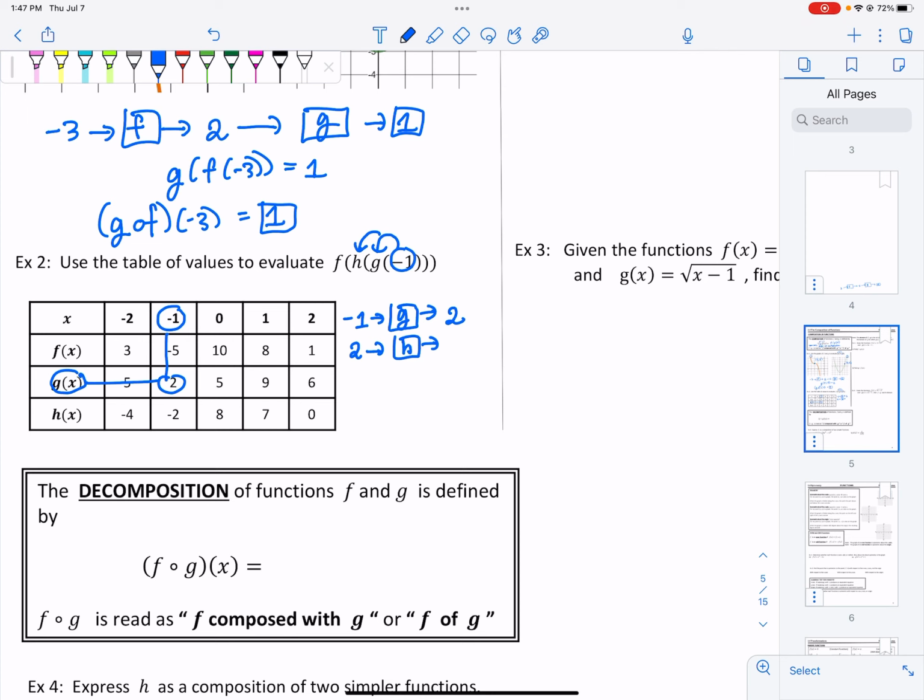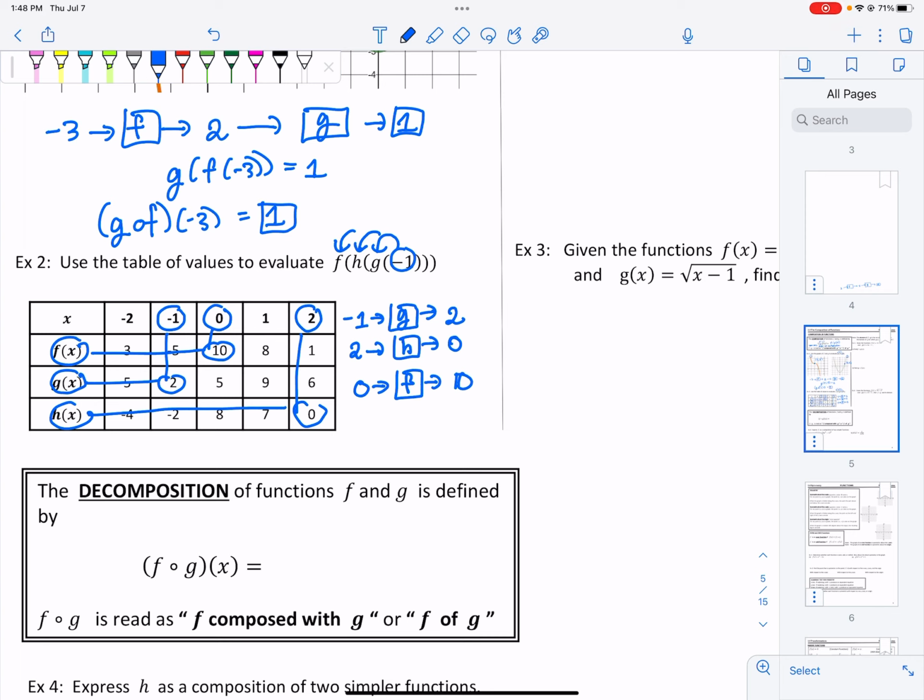When we take the 2, input that into the function h, we end up with a 0. Then we take that 0 and input that into the function f. 0, put into the function f, we get an output of 10. So the result is 10.